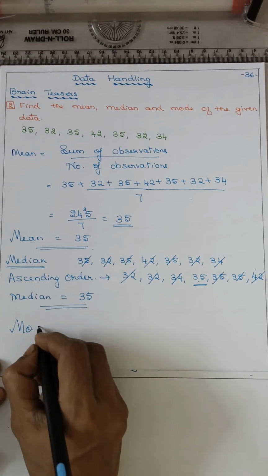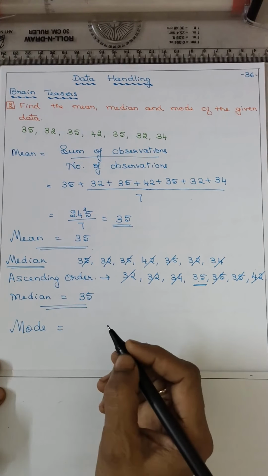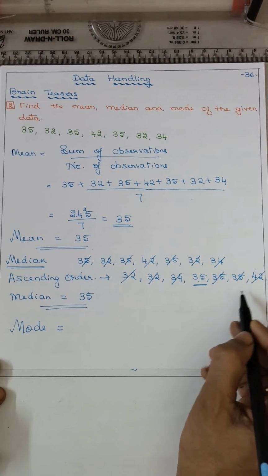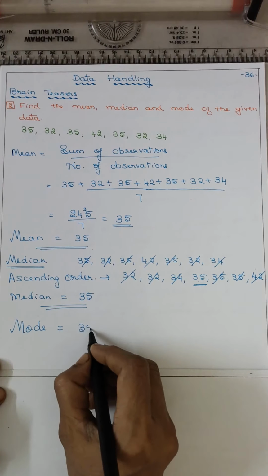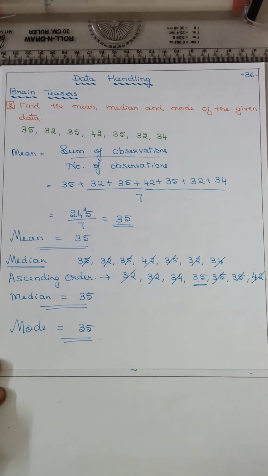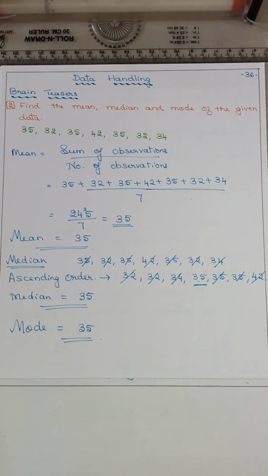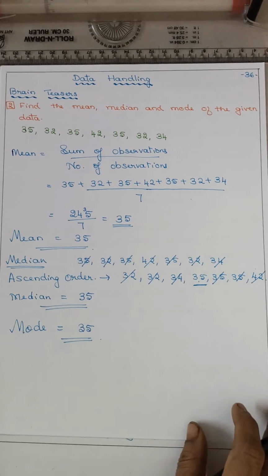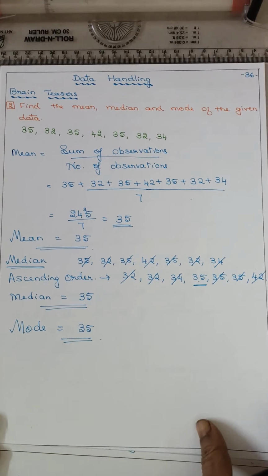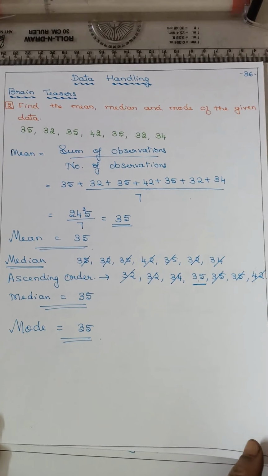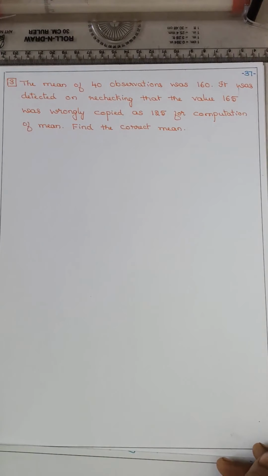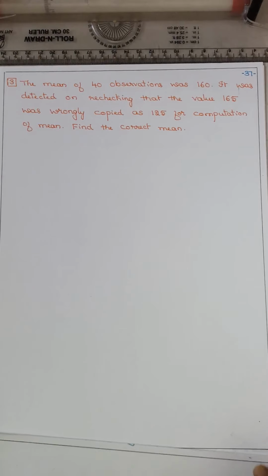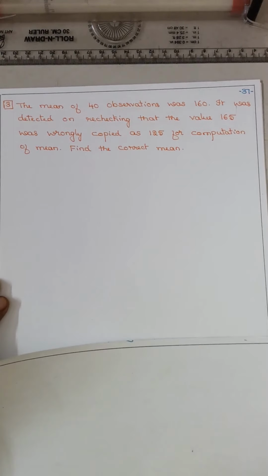Now mode, which is the number which has repeated many times, it is 35. 35 is repeated 3 times, so the mode is 35. All the three answers, it is 35. Mean, median, mode. Usually for the exam, this type of questions are asked, wherein they will ask all the three, so that they will understand whether you know the topic or not.